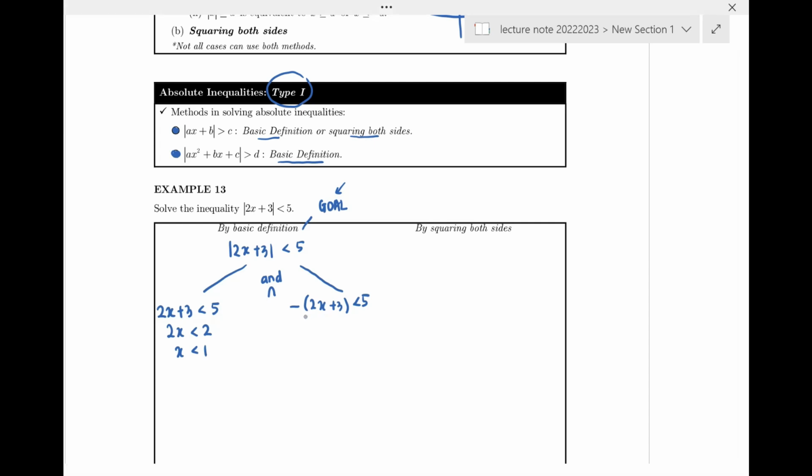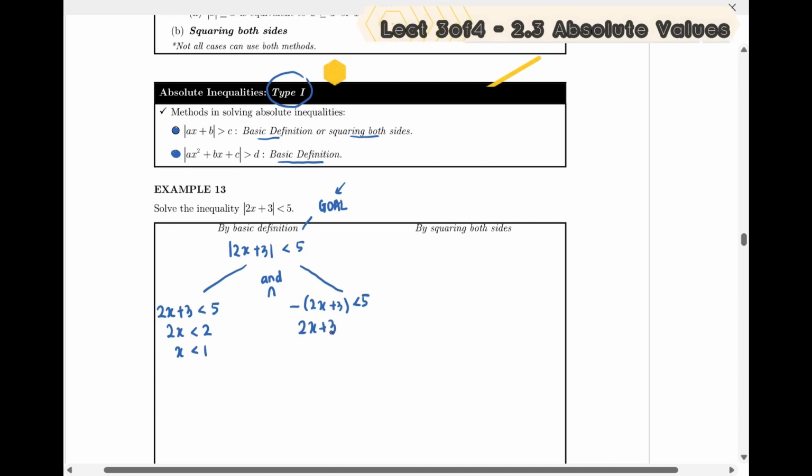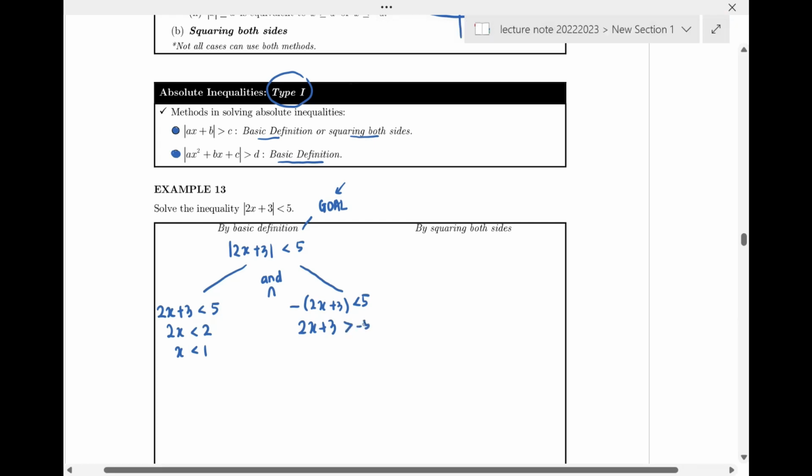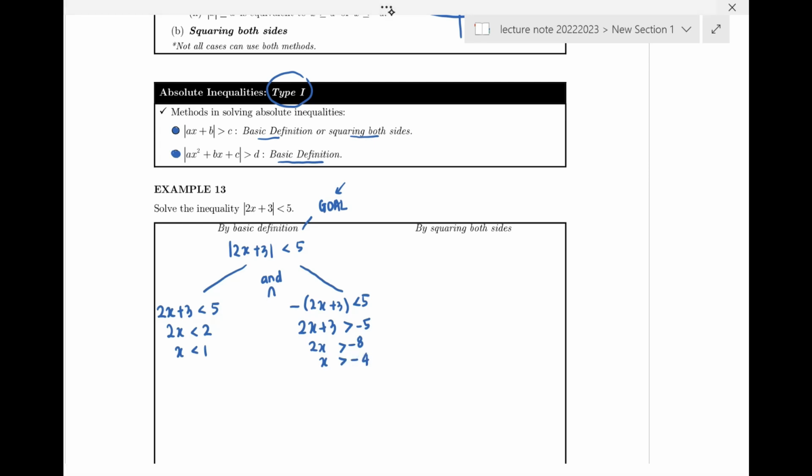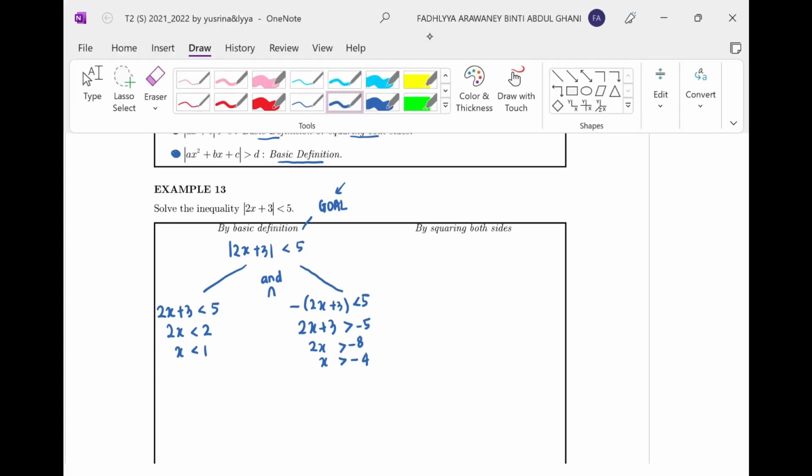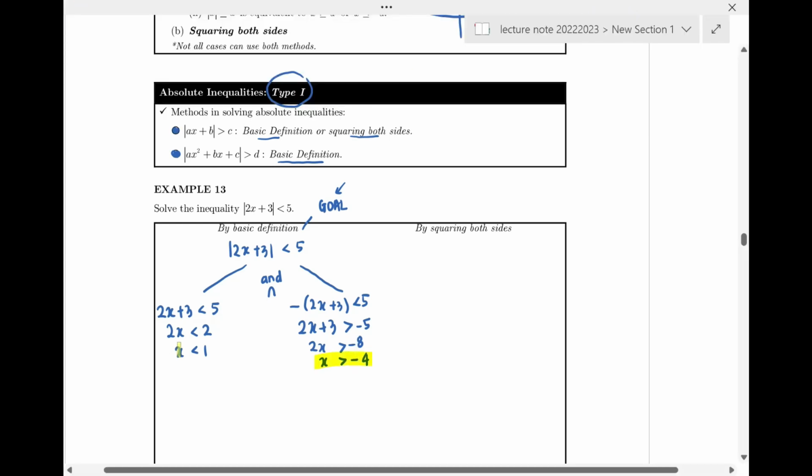Okay, for the second one, either you expand the left side or you multiply both sides by negative. So we have 2x plus 3, and when we multiply both sides by negative, the symbol automatically will be changed. And then we solve this. So x greater than negative 4. Okay, so now as usual, I'll be highlighting my final answer for these two inequalities first.